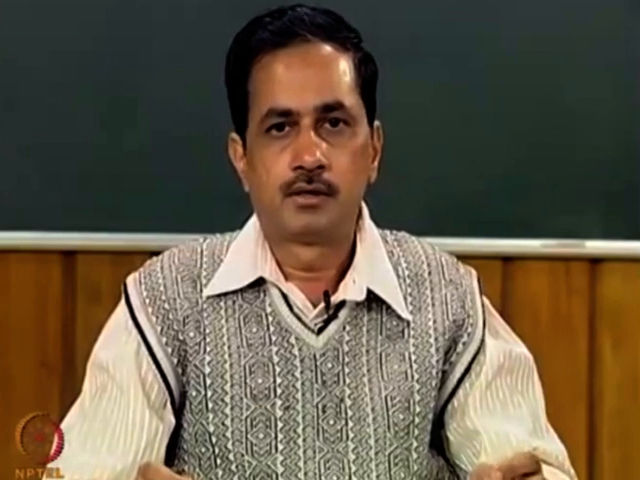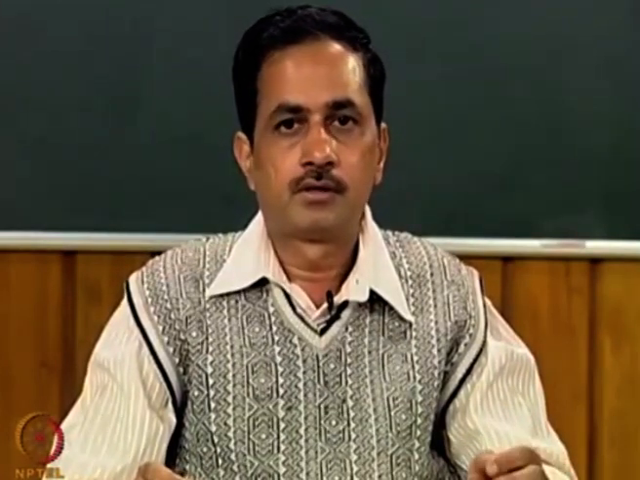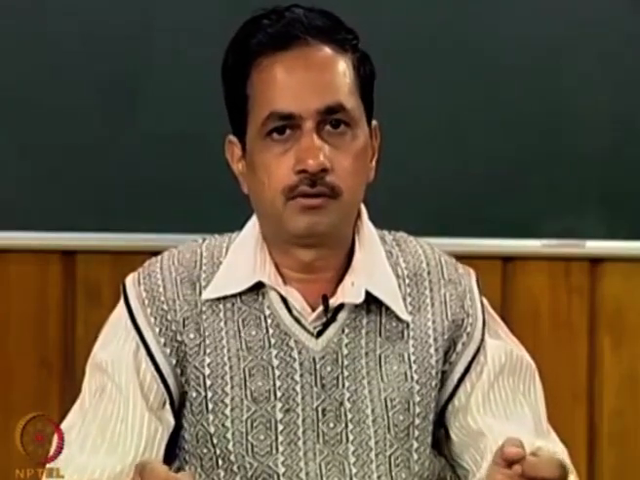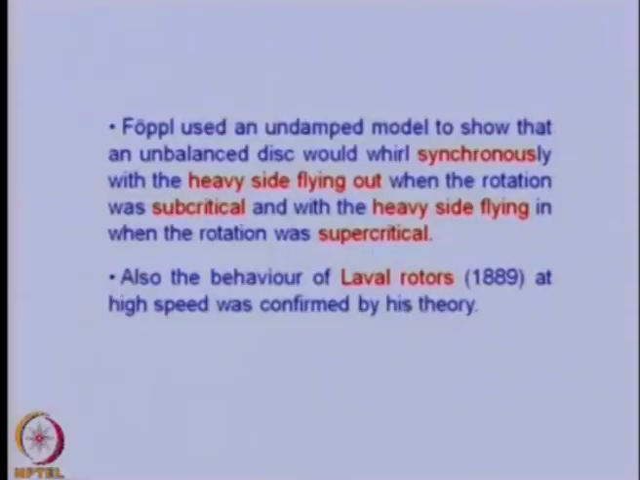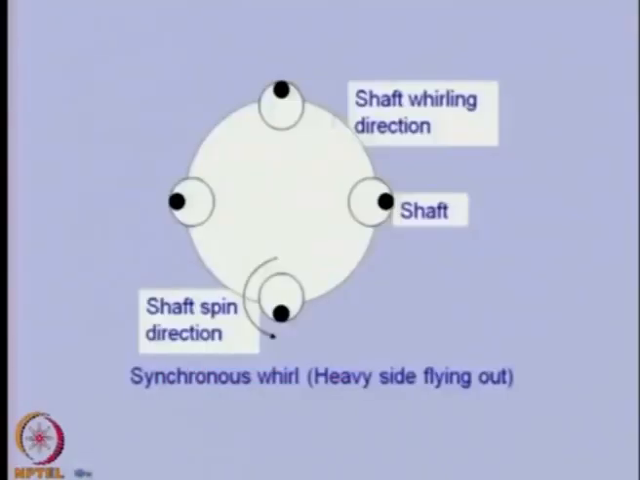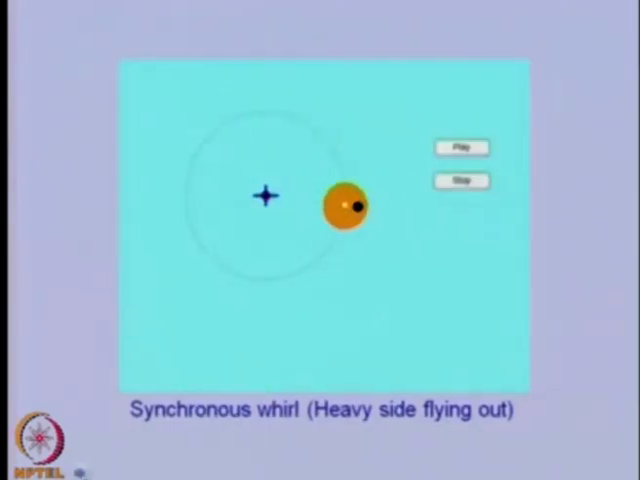Now, let us see through animation what synchronous whirl is, when the heavy side is flying out and when the heavy side is flying in, in the supercritical region. So, let us see. Here you can see the shaft whirling, this is the bearing center, and the heavy side, where the unbalance is, is outside, and we are considering synchronous whirl. Because of that, when it rotates along the orbit, the heavy side will always be outside. You can see the spin direction is counterclockwise, and the whirling direction is also counterclockwise in this case. So, this is the motion in which the heavy side is always outside.